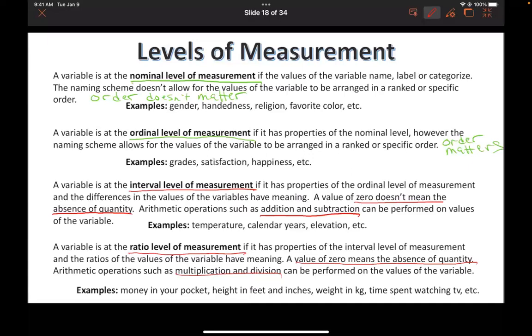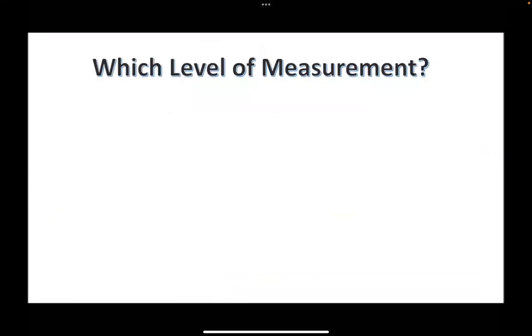So that's what I checked first. We're going to look at a couple of examples here. I probably already gave the answers to them because I do that sometimes. So which level of measurement? First, gender. We already kind of gave this example. Gender is not ordered and it is categorical, so it would be nominal.